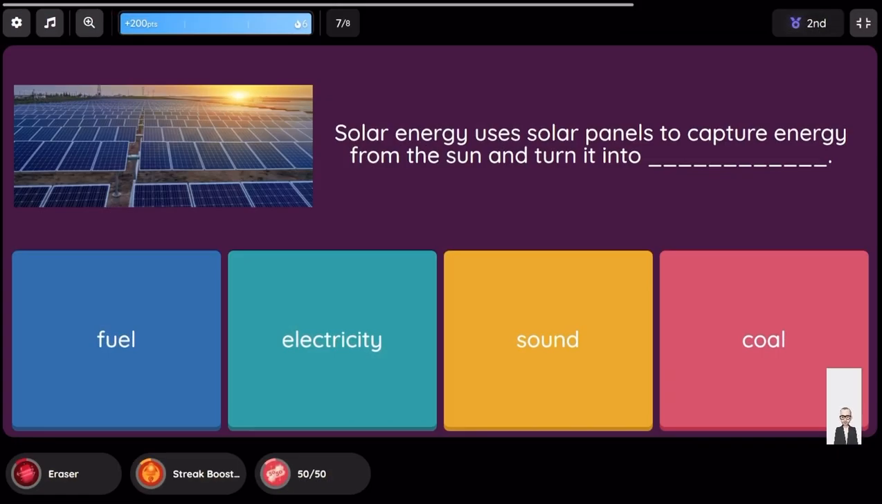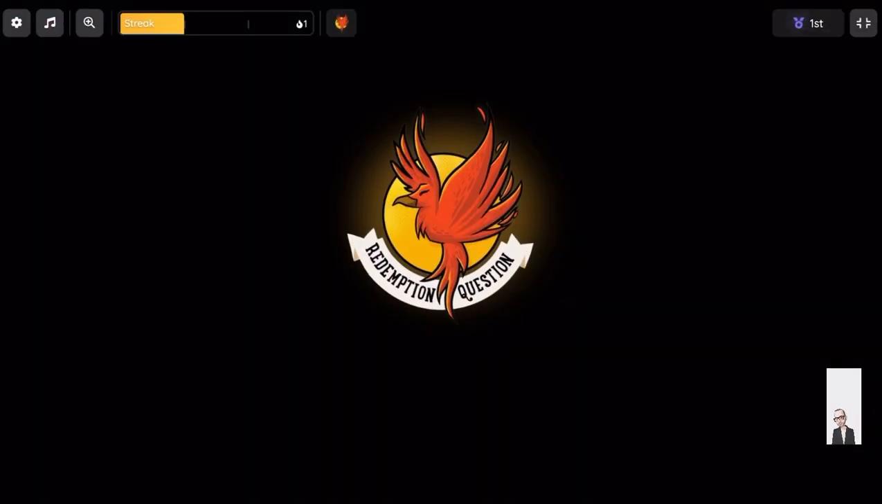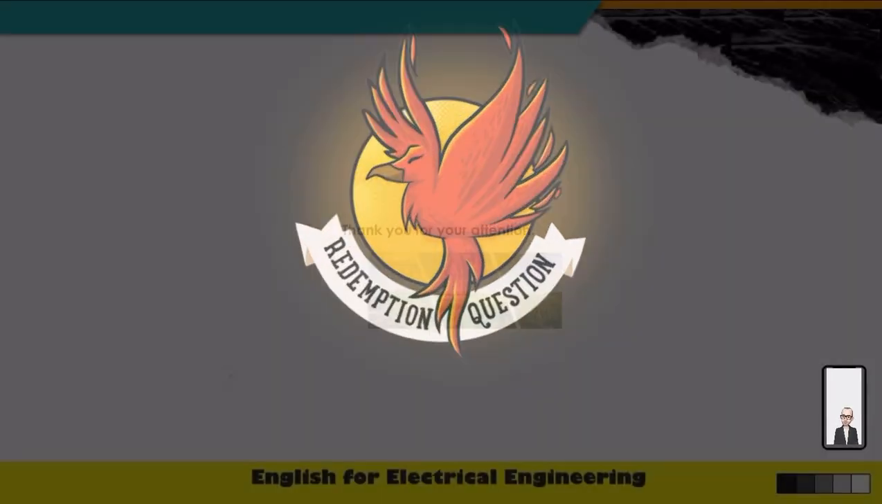Solar energy uses solar panels to capture energy from the sun and turn it into fuel, electricity, sound, or coal. That was an easy one towards the end. Electricity is the correct answer, of course. And we don't need a redemption question because hopefully you've answered everything correctly right here.